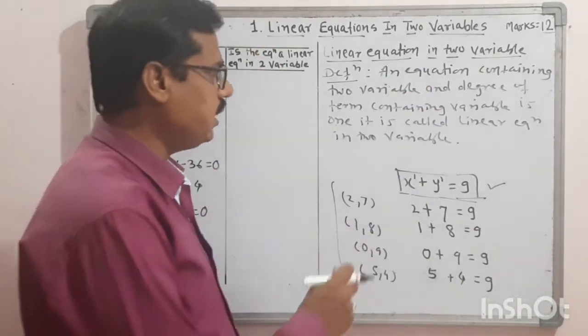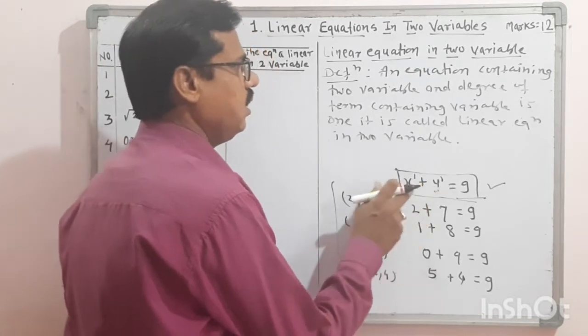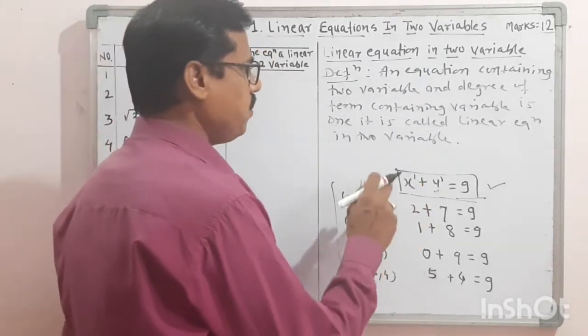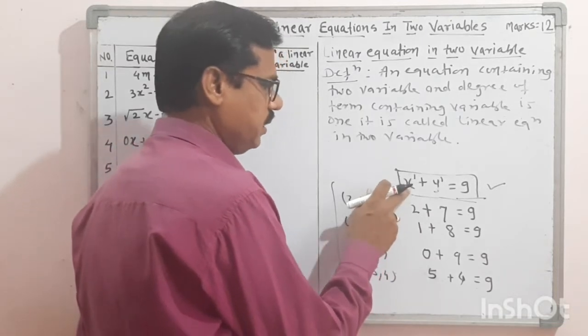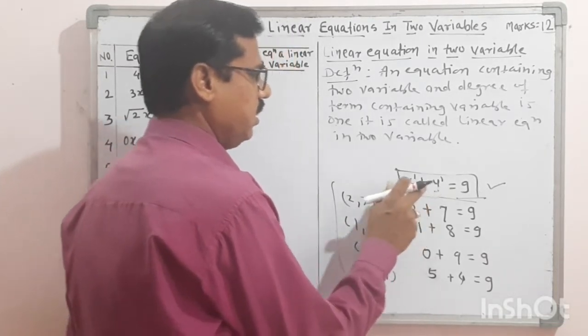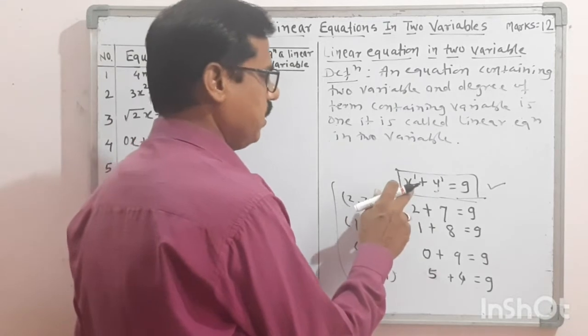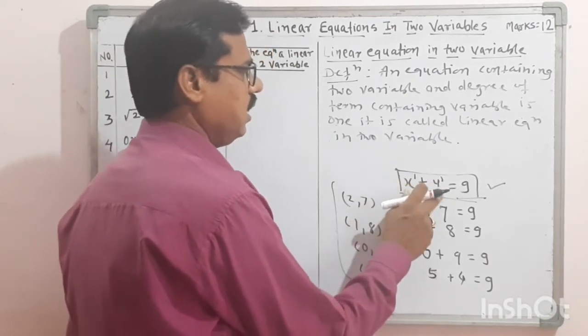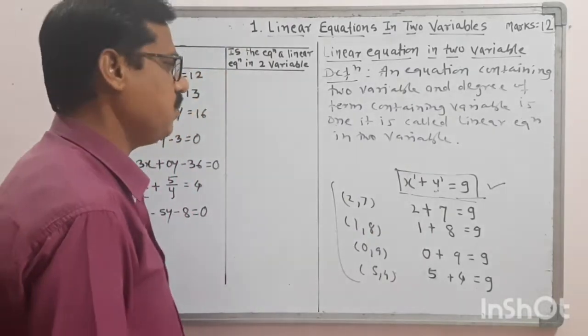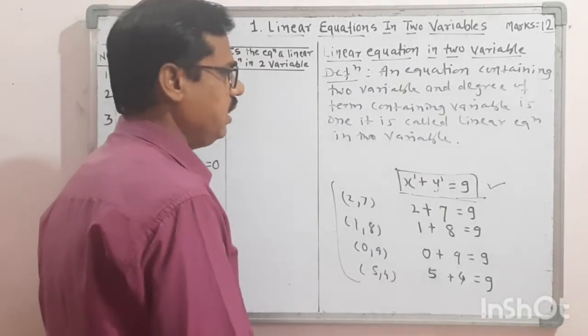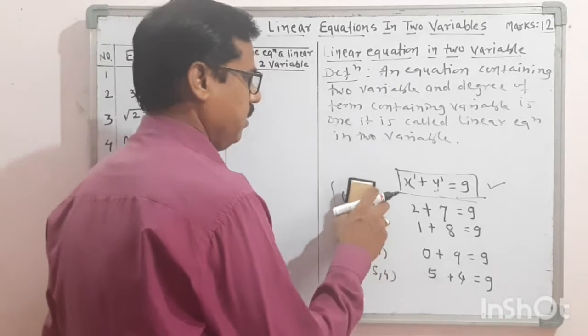An equation containing two variables, x and y are the two variables, and degree of term containing variable; here term one is the term x, other is the term y, and the containing variables x and y are the variables, and degree means power of that variable is 1. Therefore such type of equations are called the linear equation in two variables.